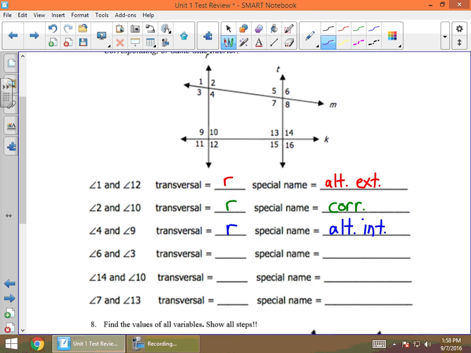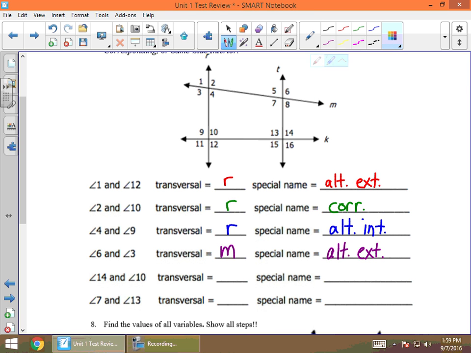All right, the next one looks like 6 and 3. So here's 6, and here's 3. So which line do they have in common? Which one do they share? Now they share line M. So if you have to, you can kind of turn your paper sideways if you want the transversal to run up and down. Sometimes that makes it a little bit easier to see. But I can tell that 3 and 6 are both outside the non-transversal lines. And they're on opposite sides. So again, we have alternate exterior.